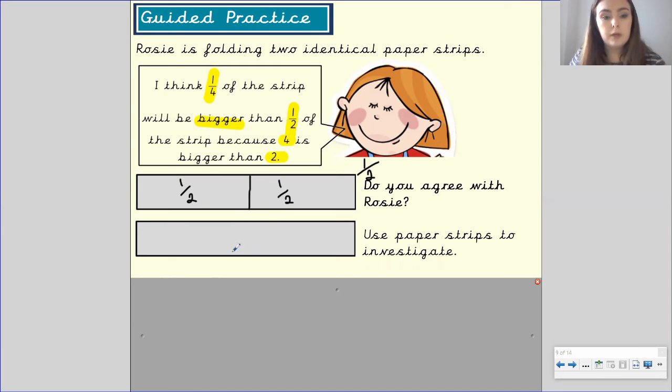Okay. Now on this strip, I'm going to split it into quarters, so into 4 equal parts. I'm going to draw a line down the middle, and then I'm going to split this bit as well, and here too. So now this shows a quarter, a quarter, a quarter, and a quarter. If you want to have a go using paper strips to do this yourself, please do. So do you agree with Rosie? Is 1/4 bigger than a half? Pause the video to have a think.